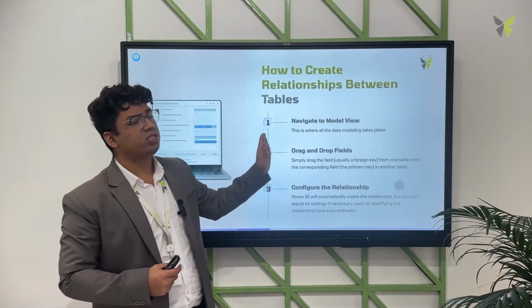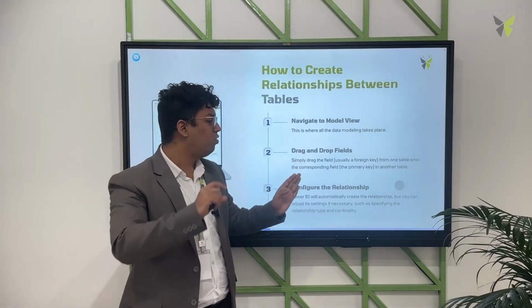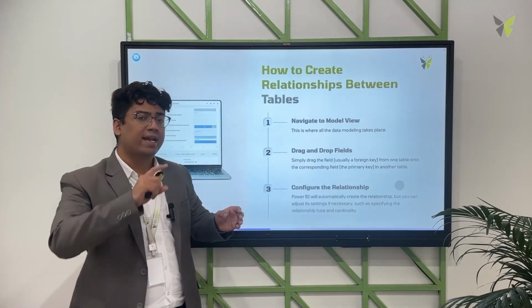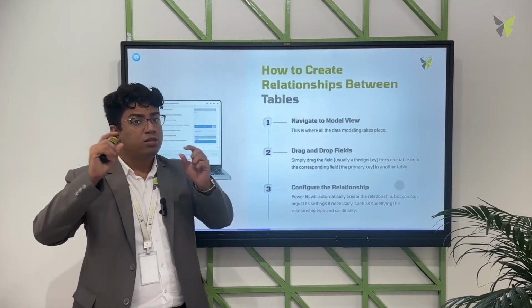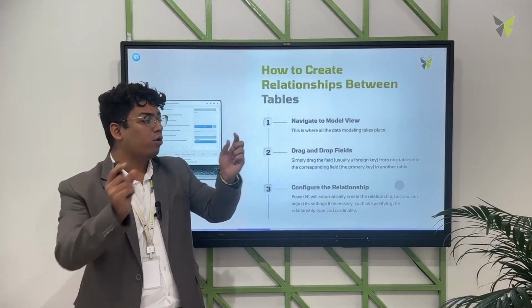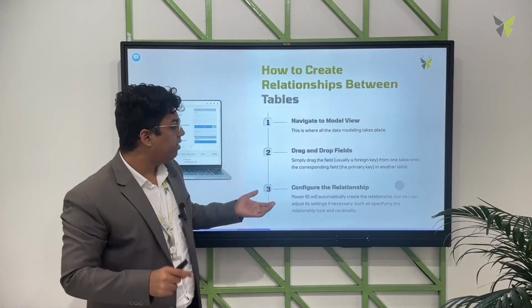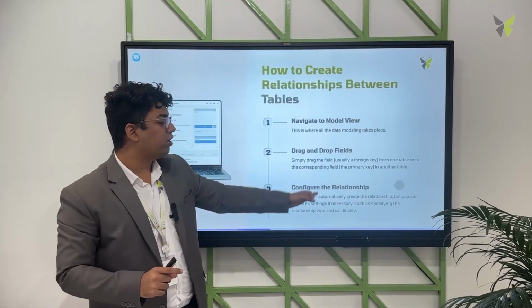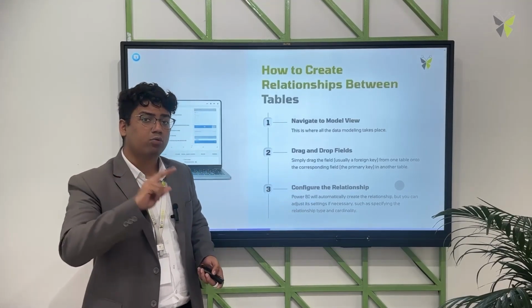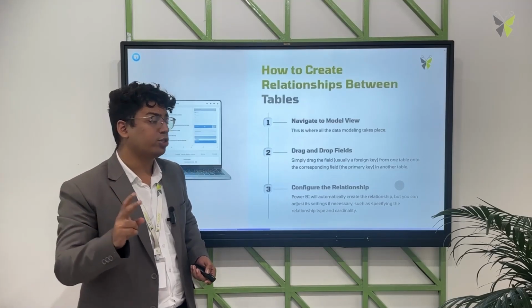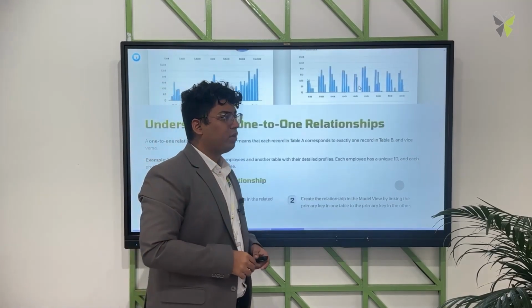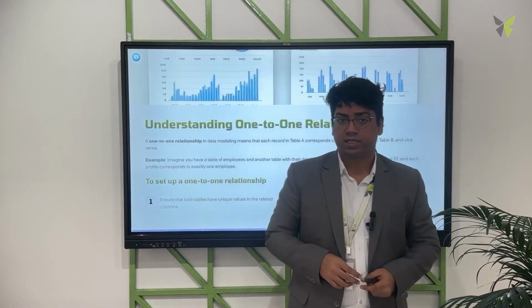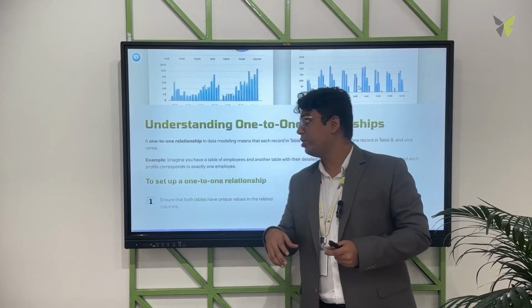It's very easy. You just have to navigate to model view. After going to model view, you can drag and drop the columns, the primary key and the foreign key, above each other. So you'll drag your primary key or foreign key above each other, and finally you will configure the relationship, exactly how the tables are going to share the information. There are multiple ways in which you can create a relationship.